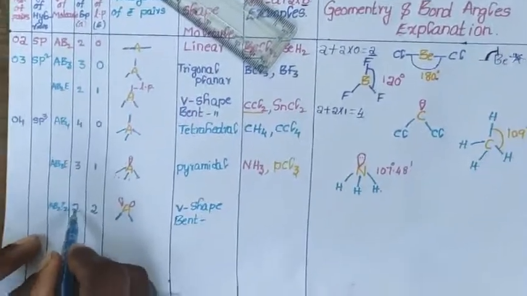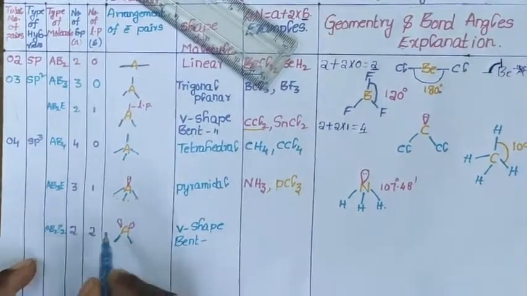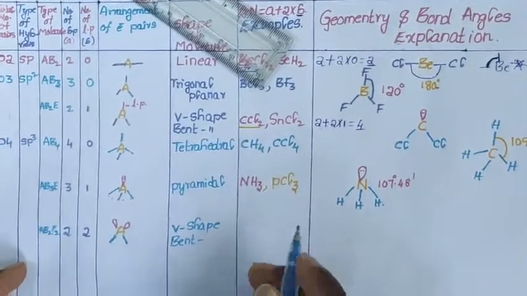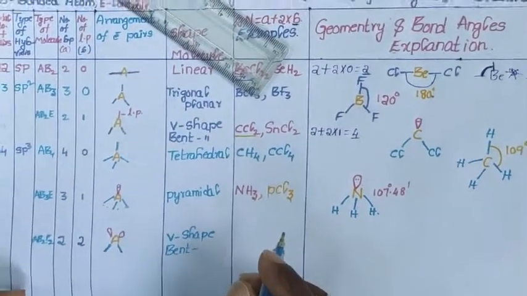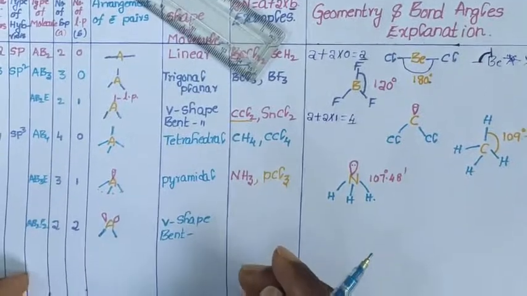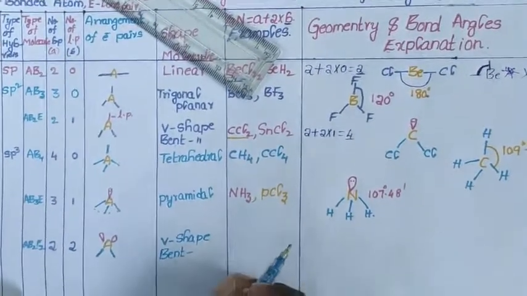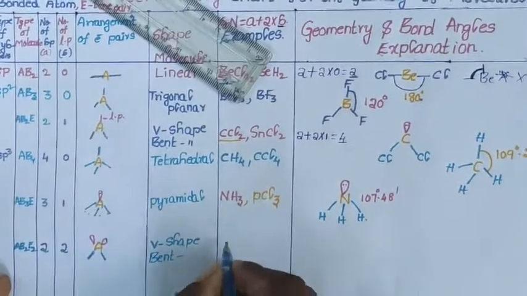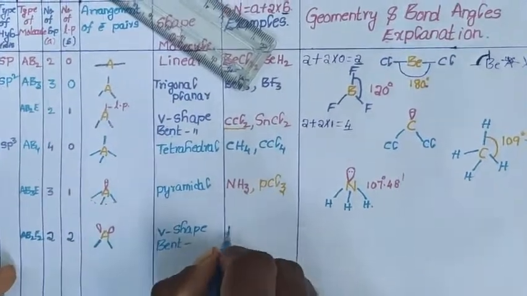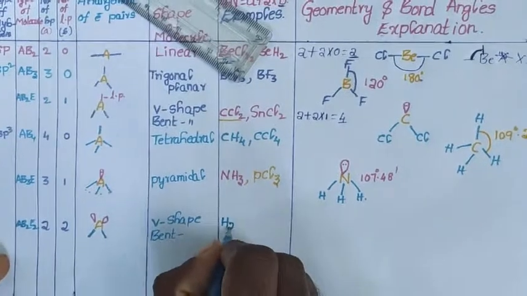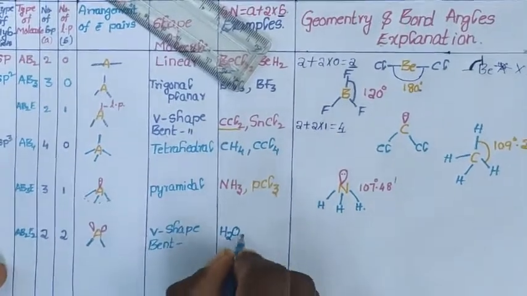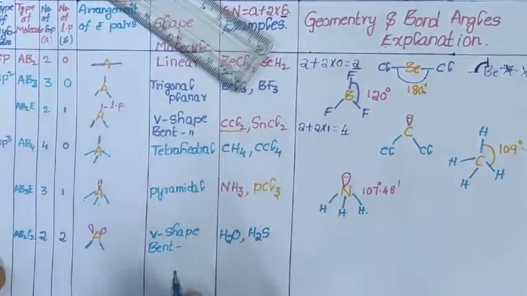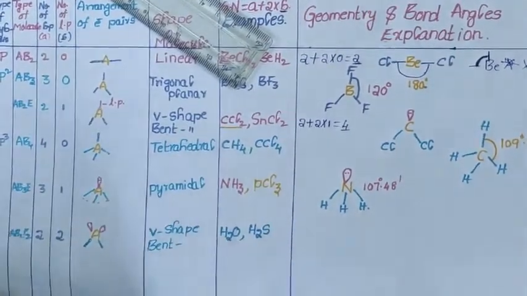Examples: 2 plus 2 into 2, 2 plus 4, 6. So group number is 6. Group 6 elements: oxygen, sulfur, selenium, polonium. These are the group 6 elements. So oxygen is the central atom. All of you know the formula of water: H2O, H2S. Very bad smell. These are the examples.